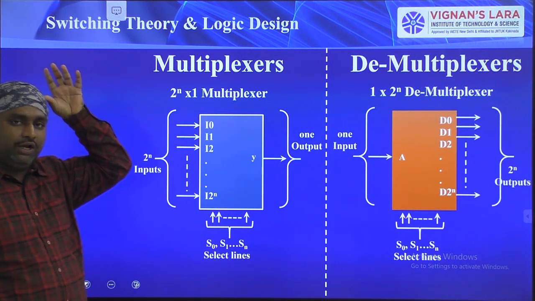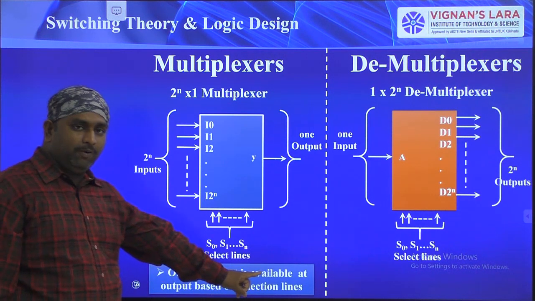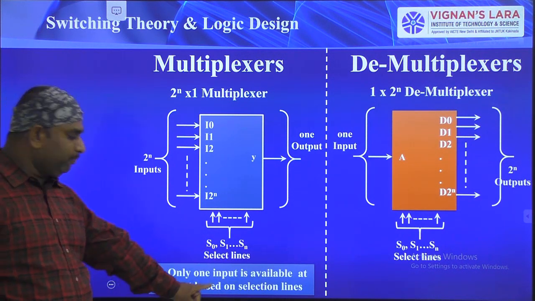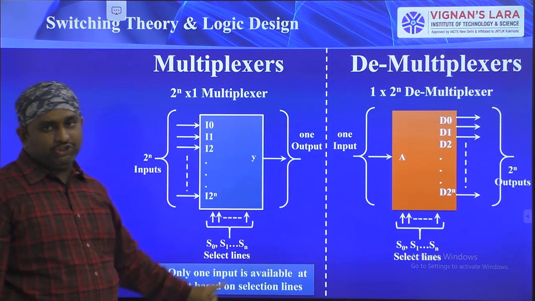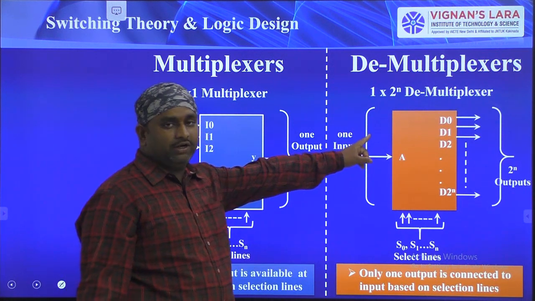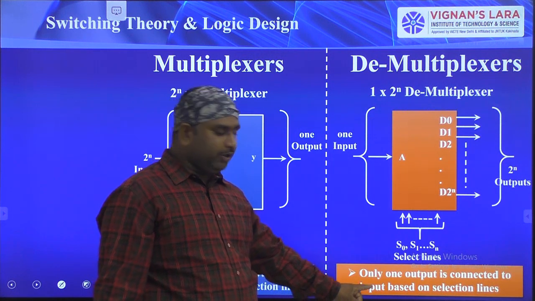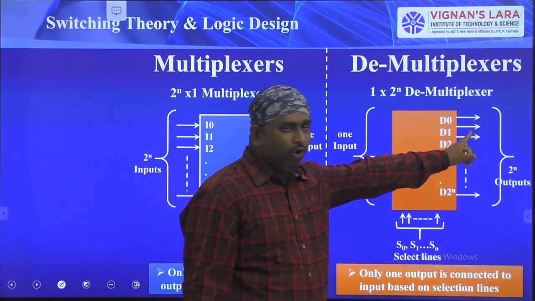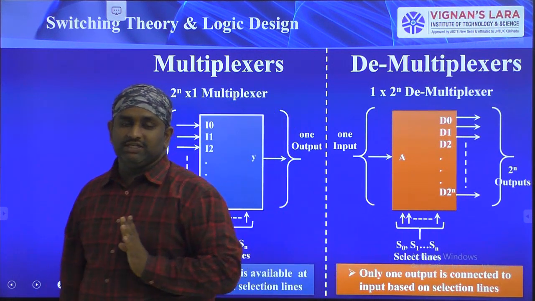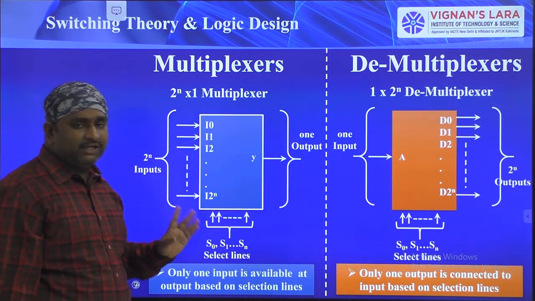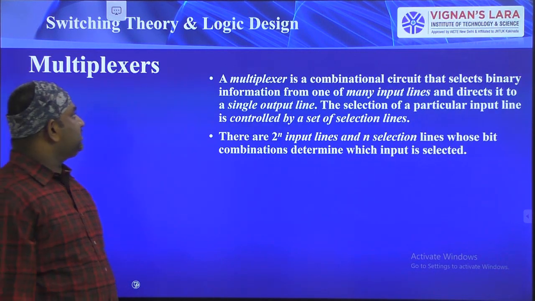So this is the introduction related to the multiplexers and demultiplexers. Only one input is available at the output based on the selection lines. Next, coming to the demultiplexer, only one output is connected to the input based on the selection line. So these are the multiplexer and demultiplexer definitions. Okay, we will discuss the multiplexer.